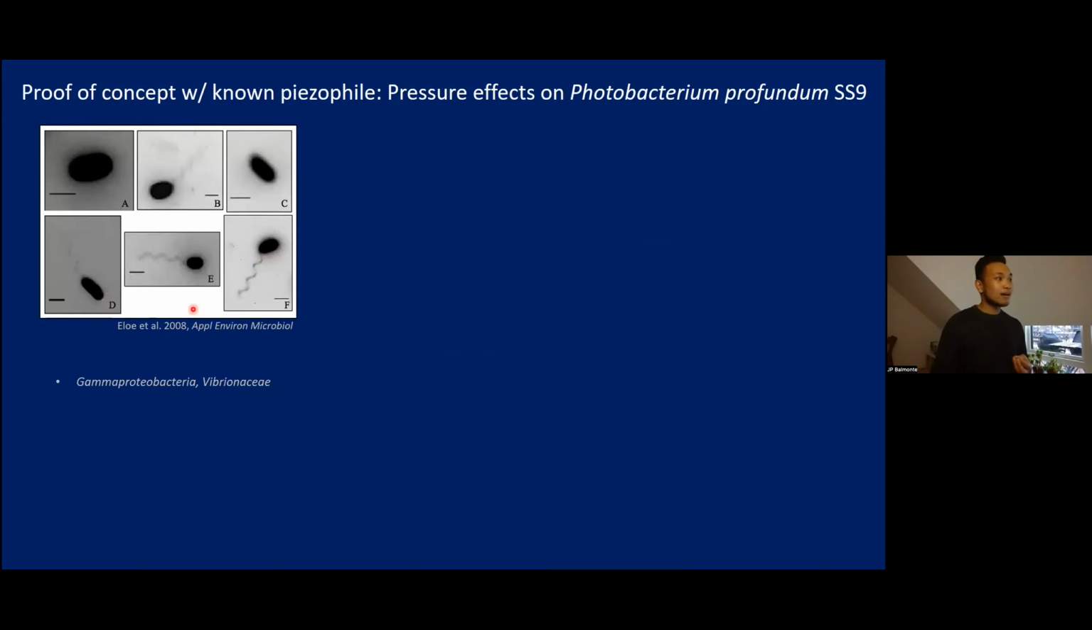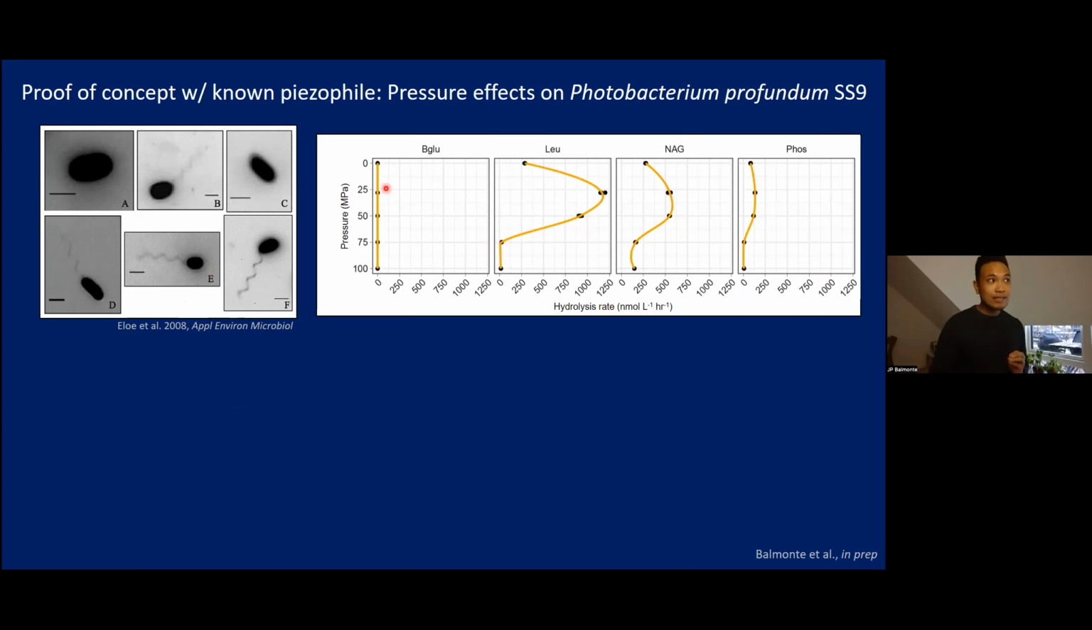This is a proof of concept where we grew these. This is some information and details about Photobacterium profundum. It comes from the Seleucia at 2,500 meters. It's a moderate piezophile, so it grows optimally at 28 megapascals, or 2,800 meters equivalent of pressure. I measured activities of these different enzymes: beta-glucosidase, leucine-aminopeptidase, NAG for chitinase, and phosphatase. And these are the different pressure levels at which I measured activity.